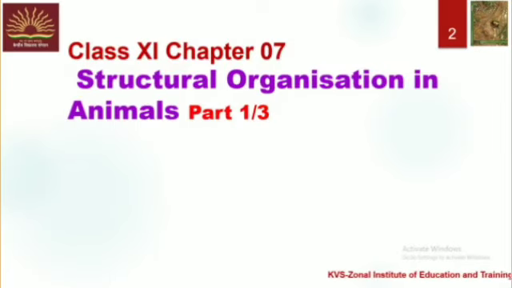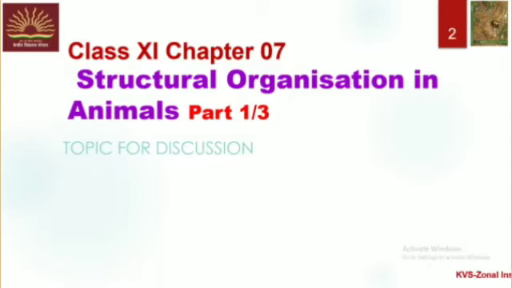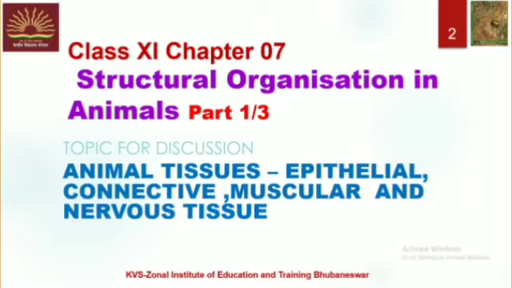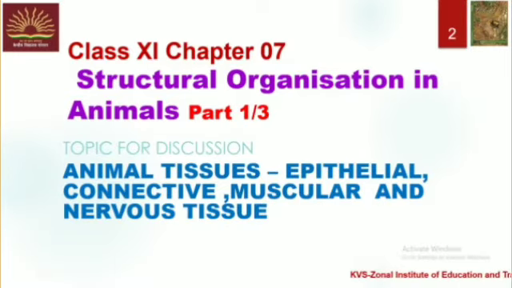Today we are going to start a new chapter from class 11th, chapter number 7, Structural Organization in Animals. The chapter has 3 parts. We are going to start with the first part. So today's topic for discussion is animal tissues: epithelial, connective, muscular and nervous tissue.